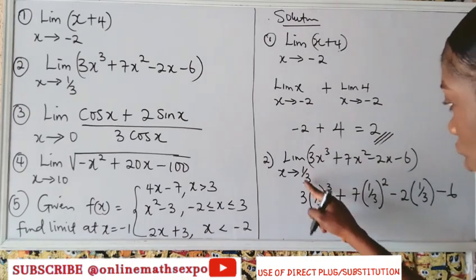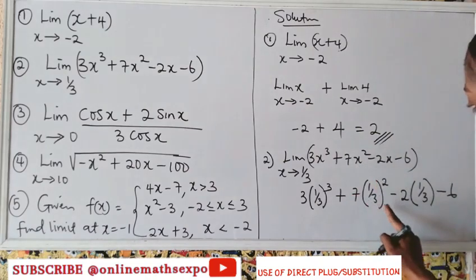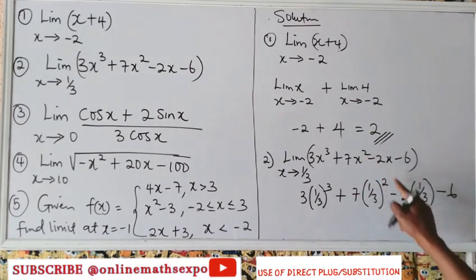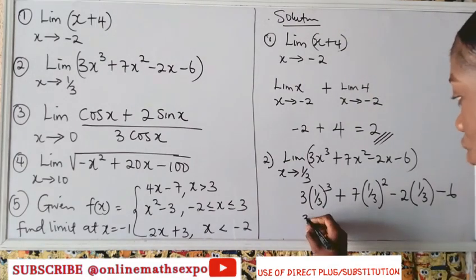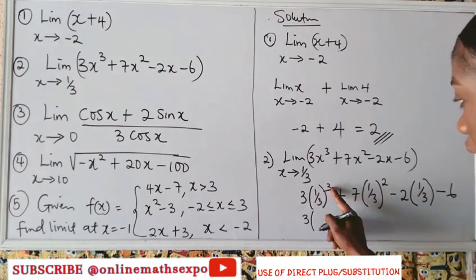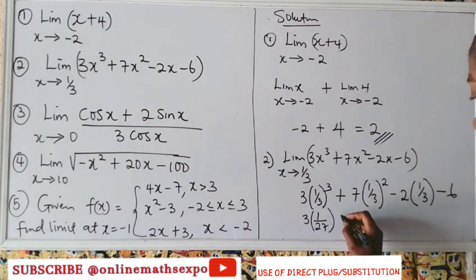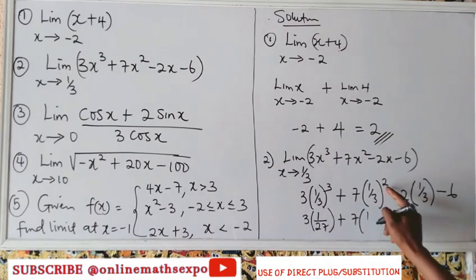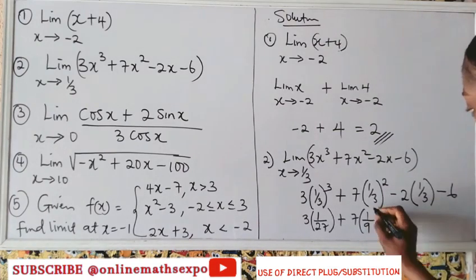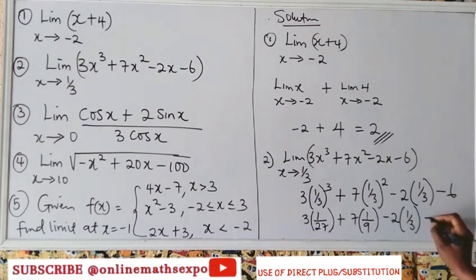3, our x is 1 over 3 raised to the power of 3, plus 7, our x is 1 over 3 to the power of 2, minus 2, our x is 1 over 3, then minus 6. So what do we do next? We simplify. This will give us 3 into 1 raised to the power of 3 is 1, and 3 to the power of 3 is 27. So we have 1, plus 7, 1 to the power of 2 is 1, 3 to the power of 2 will give us 9. So we have negative 2 into 1 over 3, minus 6.